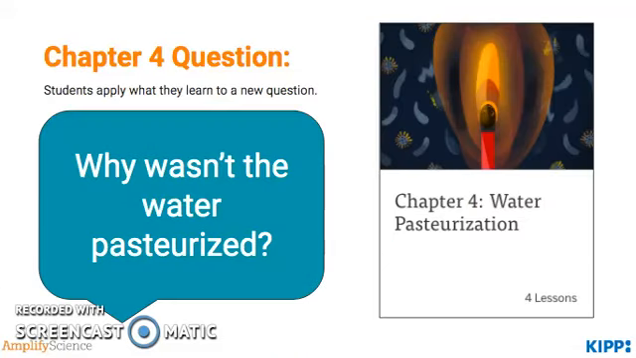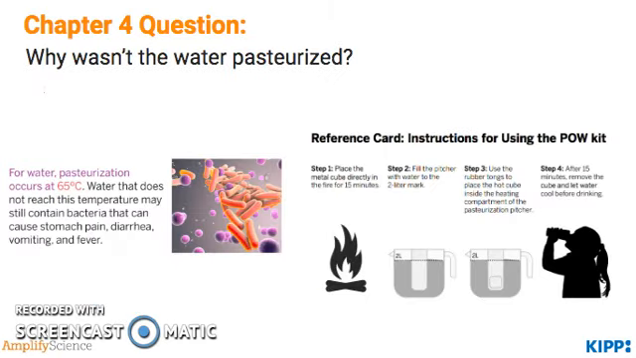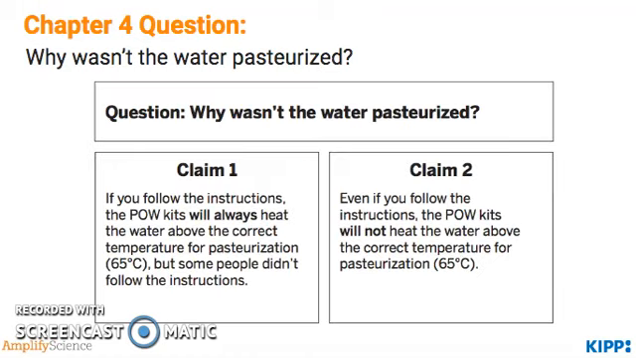Now that students have a strong foundation in thermal energy and energy transfer, we get to apply this to a new scenario. In this case, we need to figure out why wasn't the water pasteurized. Kits for pasteurizing water were distributed to help victims of a natural disaster heat water and make it safe to drink, but some people still got sick. Was this because of a problem with the kits, or because some people did not follow the instructions?